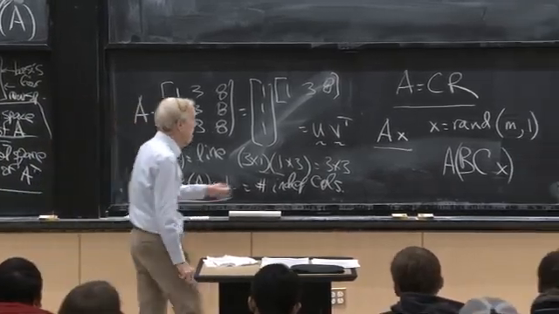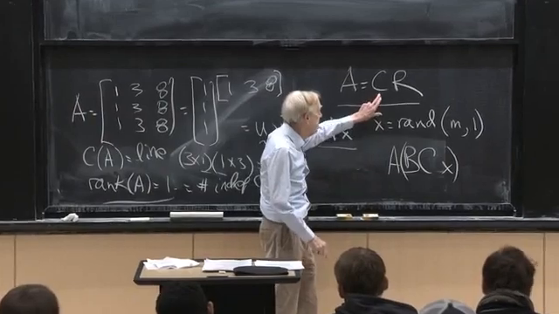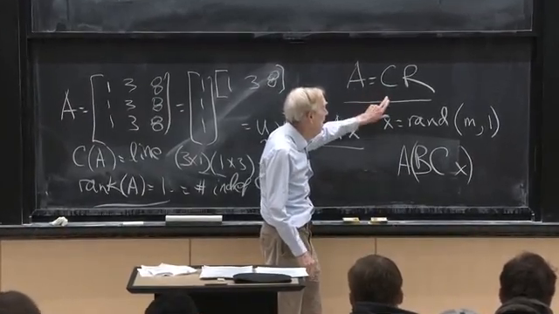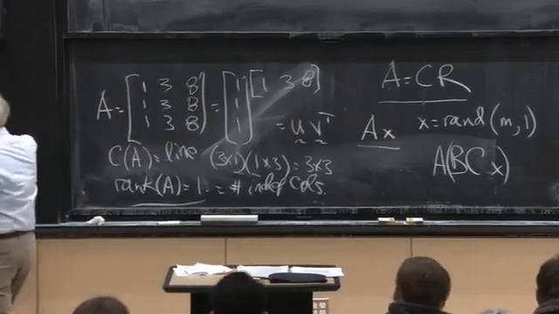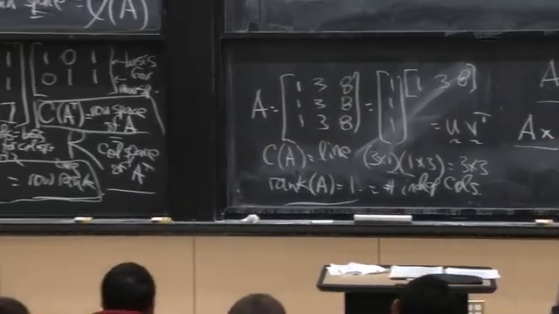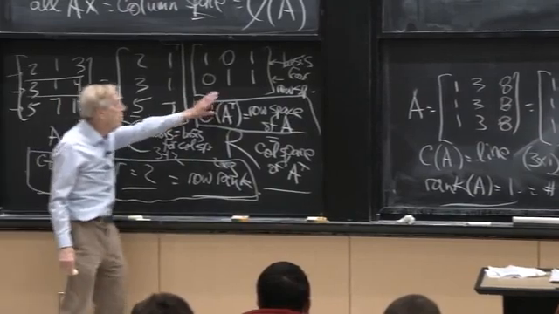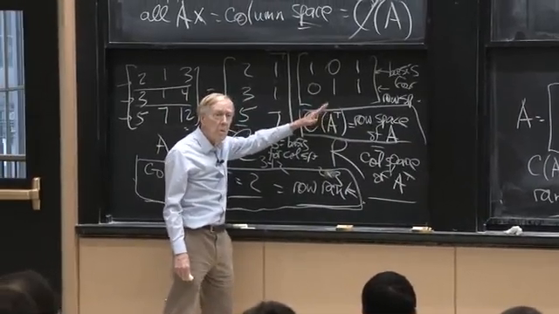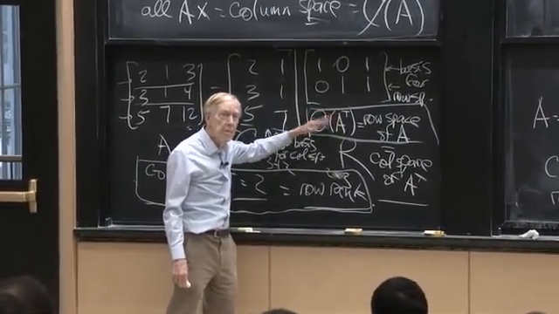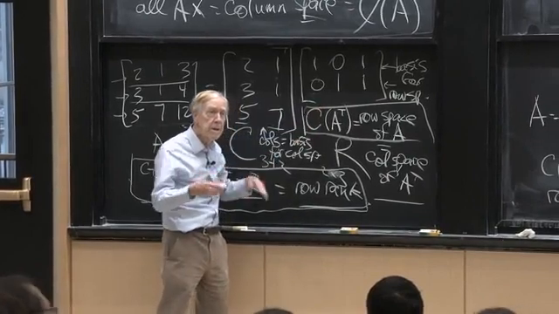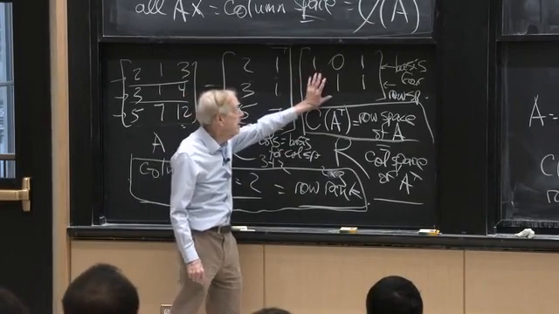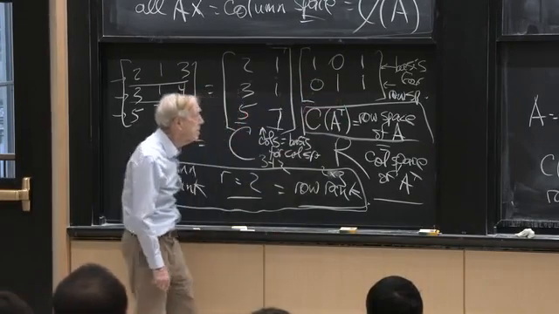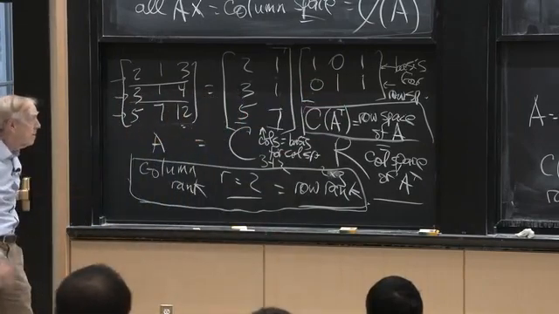Oh, I was going to say something about C and R. These are real columns from A, but the rows of R are not taken directly from the rows of A. Actually, there's a name for this. It's called the row-reduced echelon form of the matrix, and it's a big goal in 18.06. It has the identity there, and then the other columns tell you the right combinations.